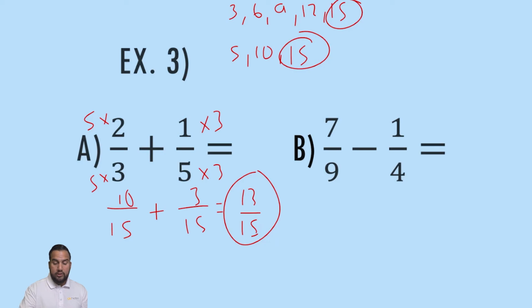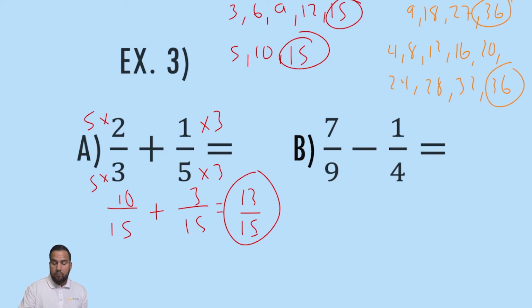9 times 4 is 36, so do not count more than 36. Okay? So once again, 9, 18, 27, 36. For 4, actually, I have to think about a little bit bigger because I'm going to keep going. 4, 8, 12, 16, 20, 24, 28, 32, 36. Look for the LCM. Unfortunately, it happens to be 36.